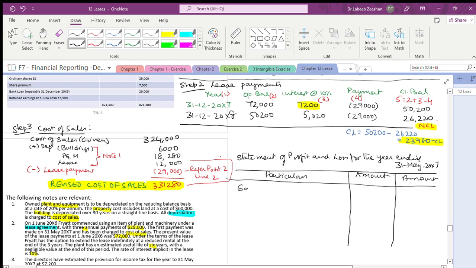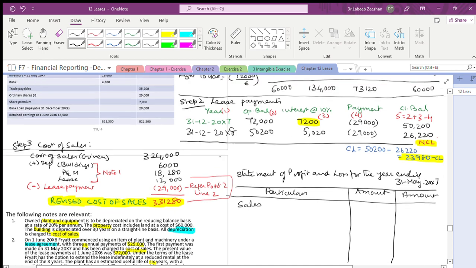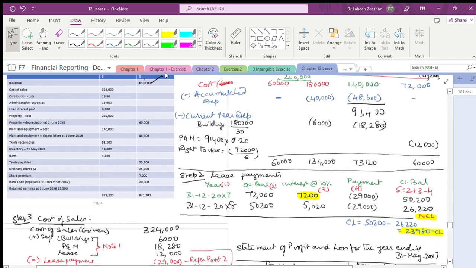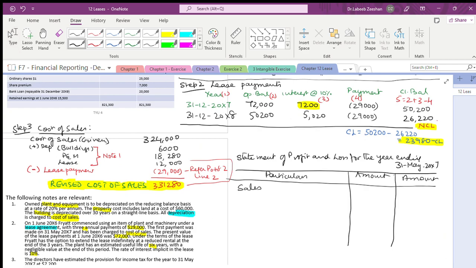First, sales. How much is the sales? Sales is 630.